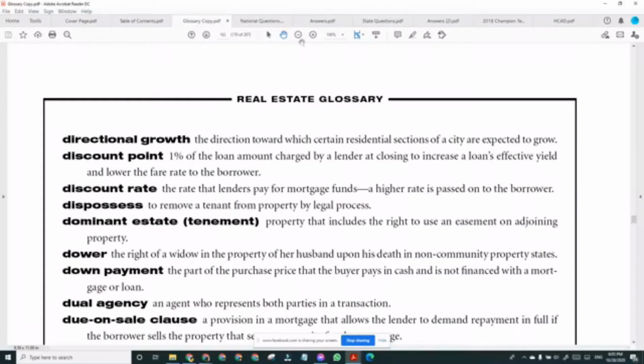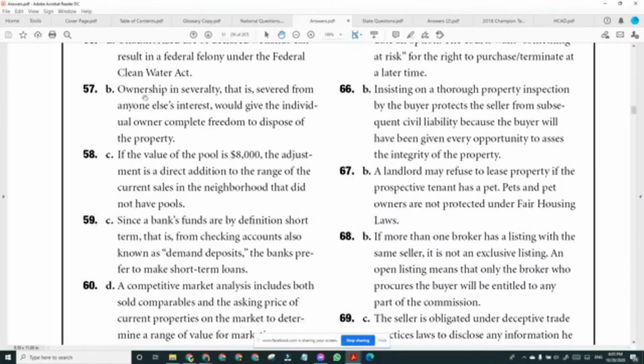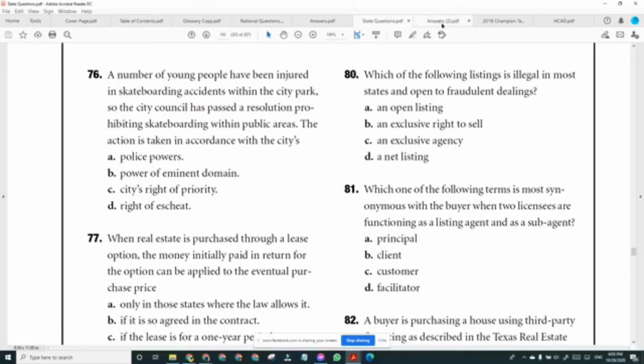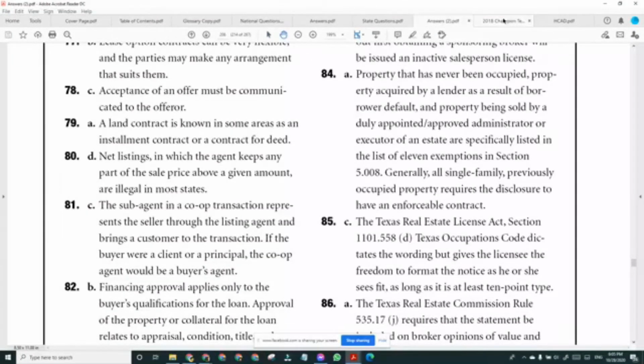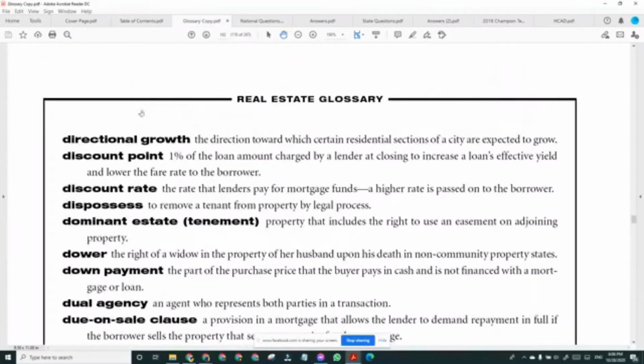This is the glossary. National questions from 1 to 80, and this is one of the things that I really like on how it answers. It gives you an explanation. It gives us an explanation for the answers, okay? And state questions, same thing, answers. And then I also have pulled up the 1 to 4 family residential contract so that if there are some questions where it refers to the contract, then we'll review it there. Okay, with that said, we will continue, we will start.